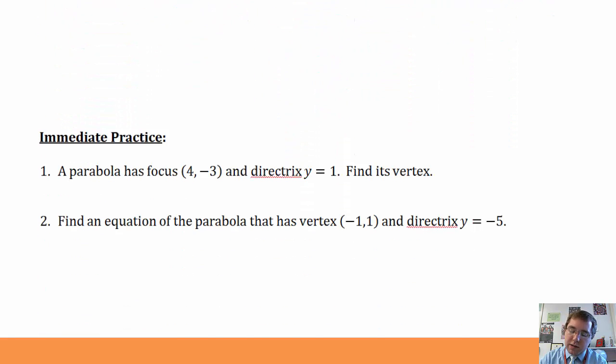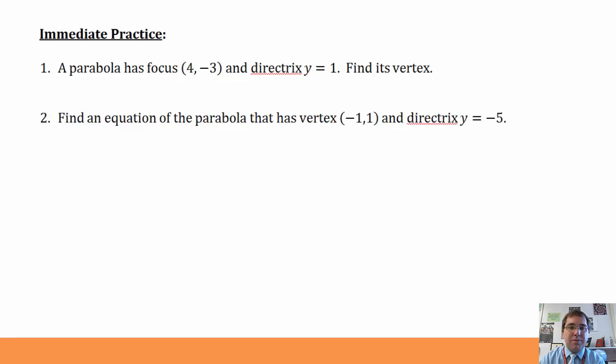You'll have plenty of practice with this in class, and here are 2 more practice problems. Number 1, if a parabola has focus 4, -3 and directrix y equals 1, find its vertex. That one shouldn't be too difficult. You're just finding the coordinates of the vertex, knowing that it's halfway between the focus and the directrix. Number 2, find an equation of the parabola that has vertex -1, 1 and directrix y equals -5. That one is just like the last example I did. And that is the end of section 9.3.